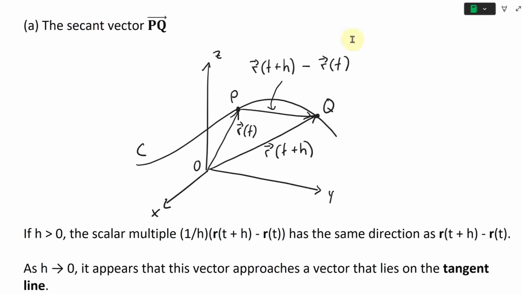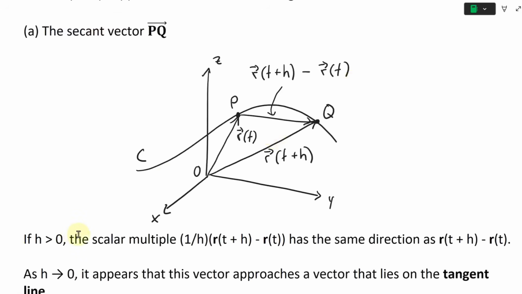All right, going further, if h is greater than 0, the scalar multiple 1 divided by h times r of t plus h minus r of t, in other words the secant vector, so 1 over h times this, has the same direction as r of t plus h minus r of t.